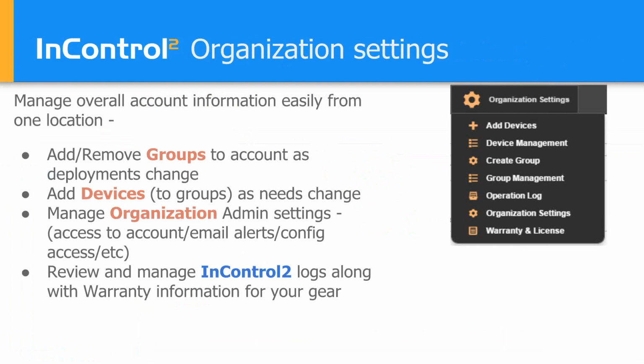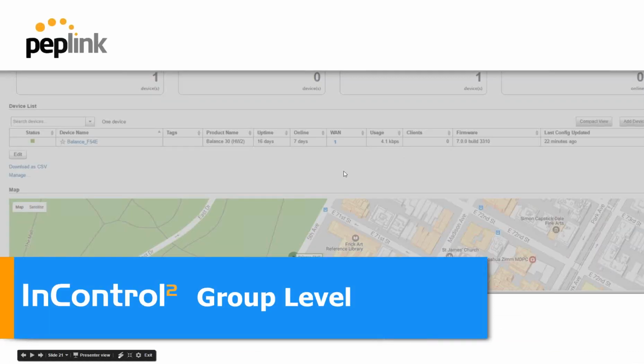Moving on to the organization settings, as I said, this is kind of the admin overall for the account. If you got to add or remove groups as your deployment changes, add devices to the groups as your need changes, organization admin settings, depending on how you want to tweak access to the account, email alerts, configuration, whatever. And then just go ahead and review and manage the overall IC2 logs as well as warranty information. You can do that very quickly and easily on the org level.